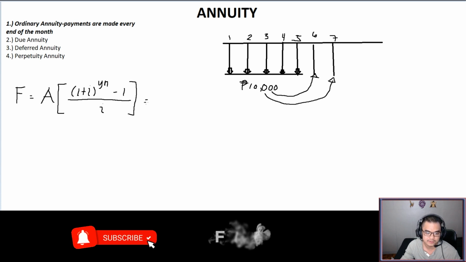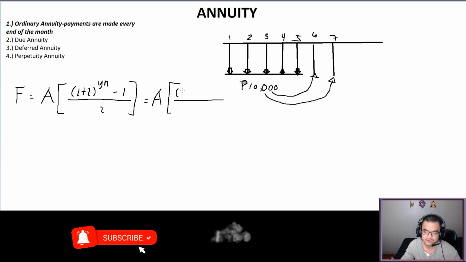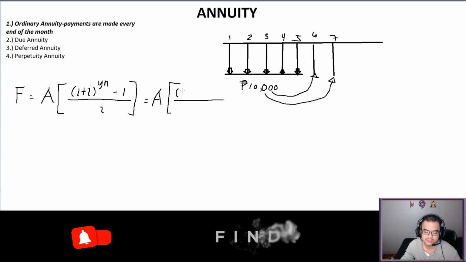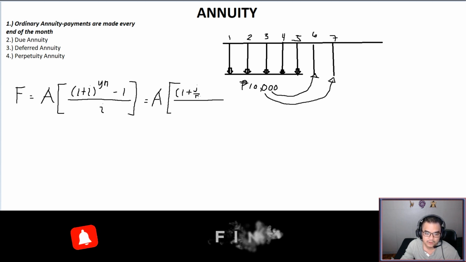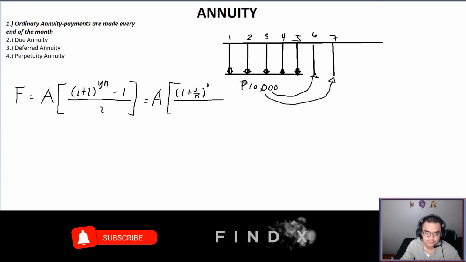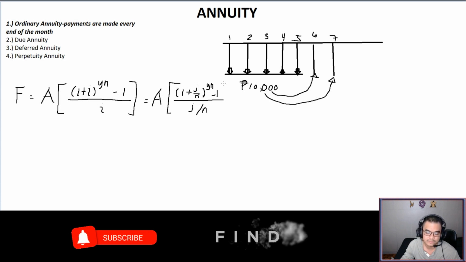Or we can also rewrite this as A times (1 plus j over n) raised to yn, minus 1, all over j over n. We all know that i is equal to j over n, so we can replace this i with j over n.